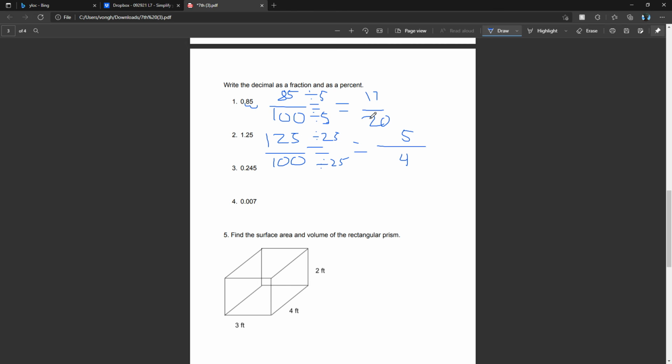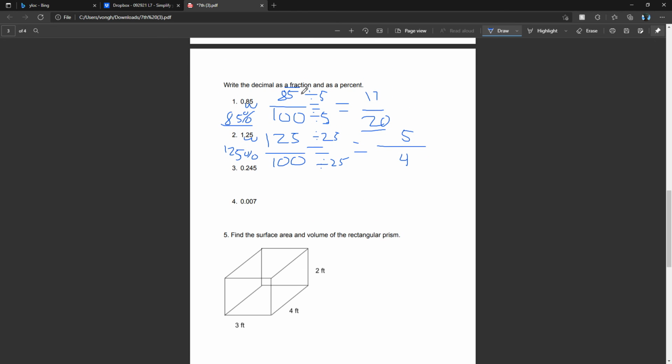But now we have to write them as a percentage. So here, when you write a decimal as a percentage, all you have to do is just move the decimal twice. So then this 85, when you move the decimal twice, it goes right here. So then it just becomes 85% like that. It's pretty simple. Same thing for number 2. You just want to move the decimal all the way to the right like this. So you have to move it twice, and then you get 125%. So that's how you turn decimals into percentages.